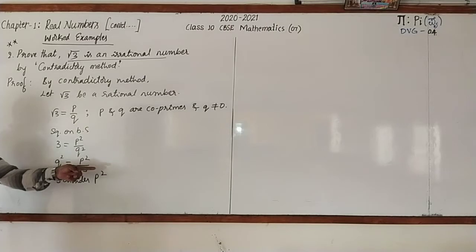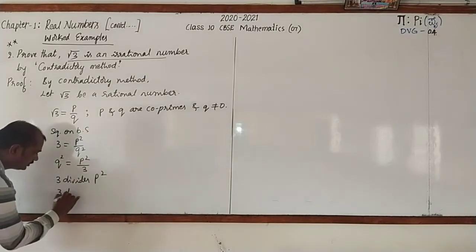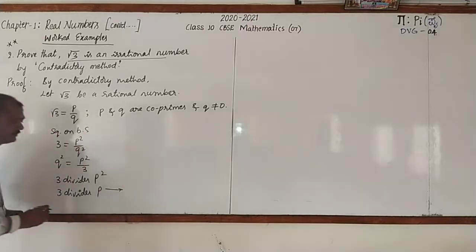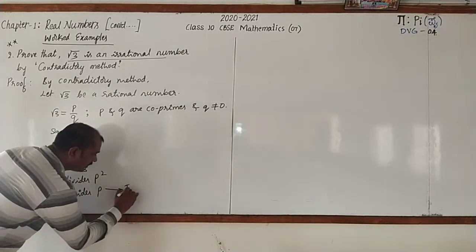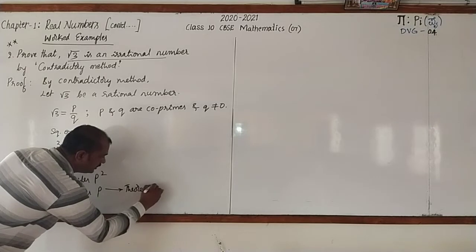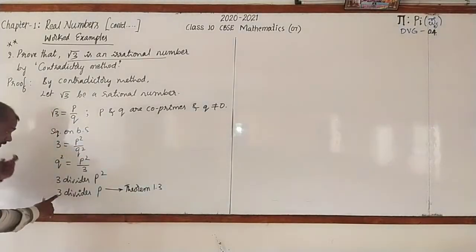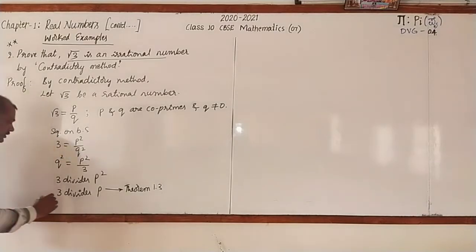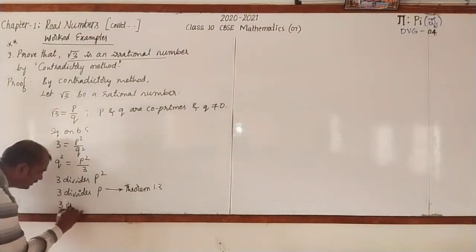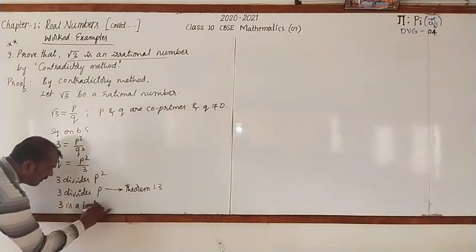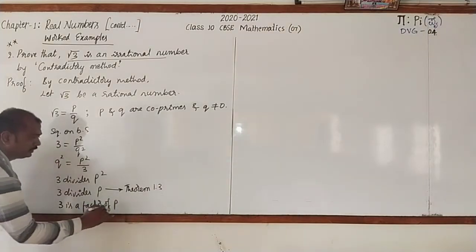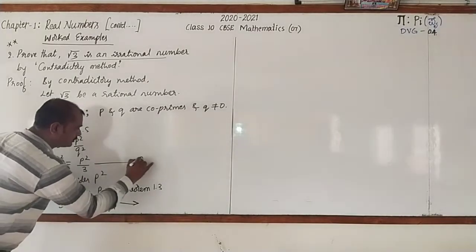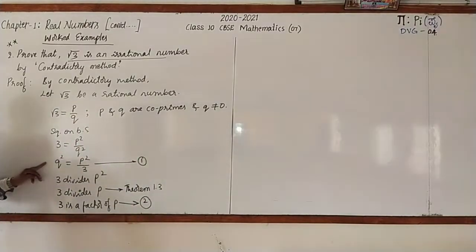If 3 divides P square, what can you write? 3 also divides P. On what basis? It is from theorem 1.3. Then if 3 divides P, what does it mean? It means that 3 is a factor of P. You may call this statement 2. So call this statement 1 and this statement 2.